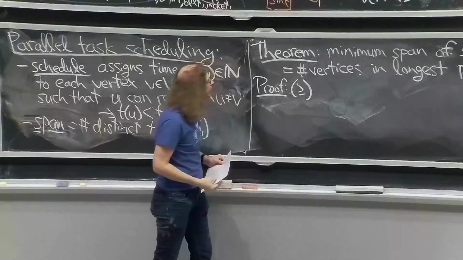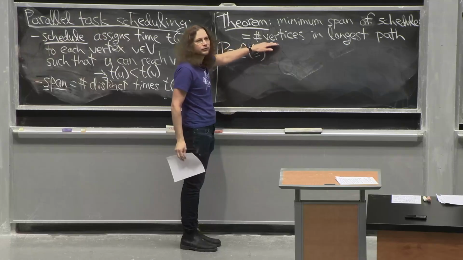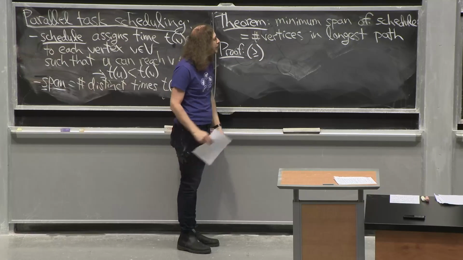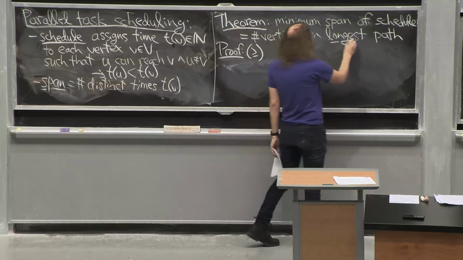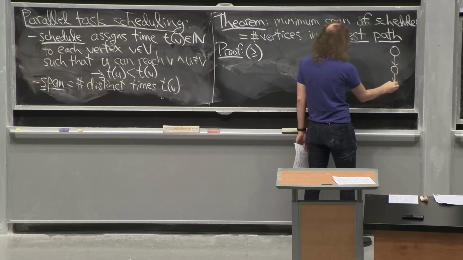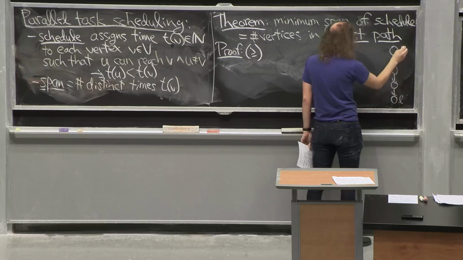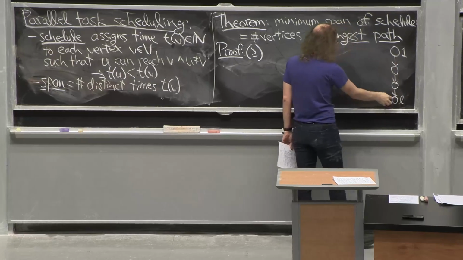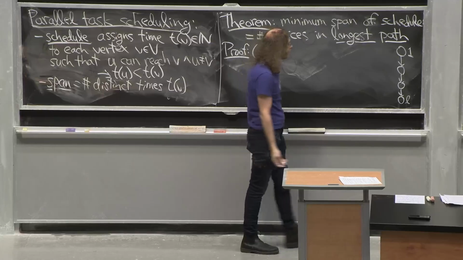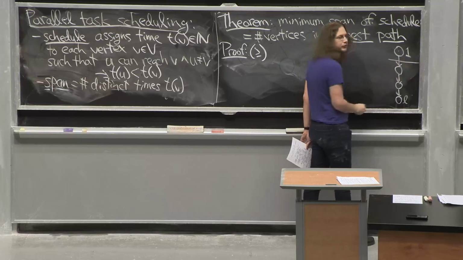So first, let's think about why the minimum span of a schedule is at least the number of vertices in the longest path. Well, that makes sense, because if I just think about this longest path, it's some sequence of vertices, and let's say it has length L. So it has L different vertices in it. Well, in the first round, just looking at this path, the only thing I can do is the first vertex in the path.